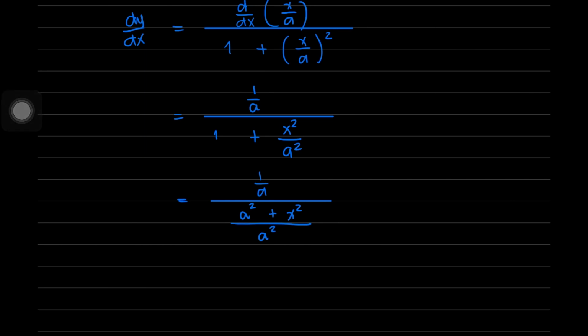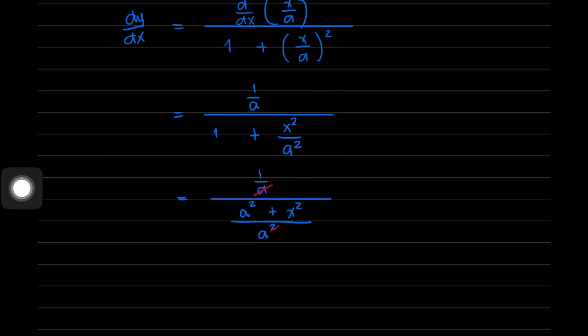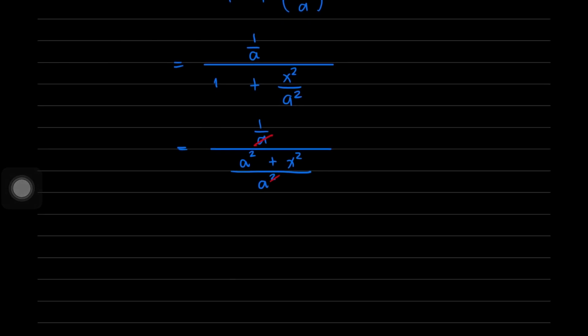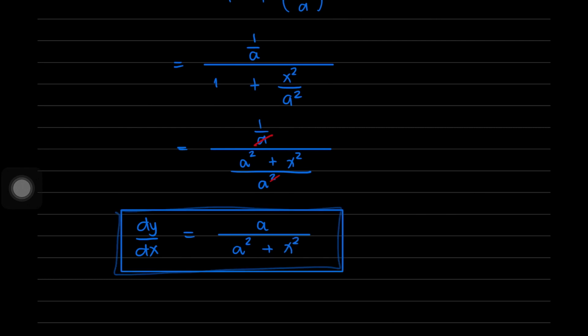Now, the a in the denominator of the numerator will cancel out with one a in the denominator of the denominator. And the resulting expression, or dy over dx, would now be equal to a all over a squared plus x squared. So this would now be our final answer.